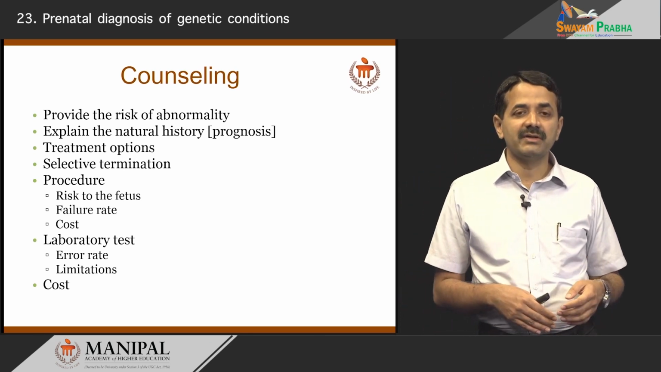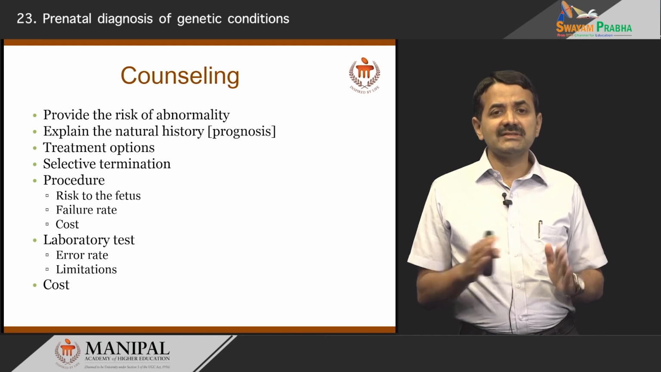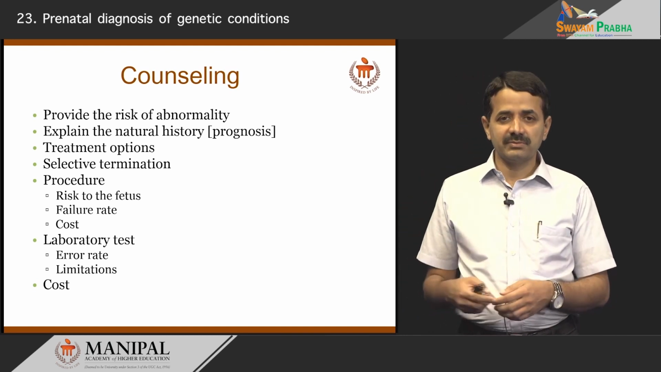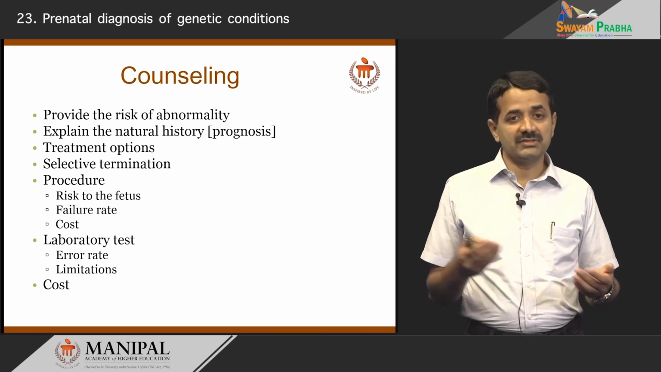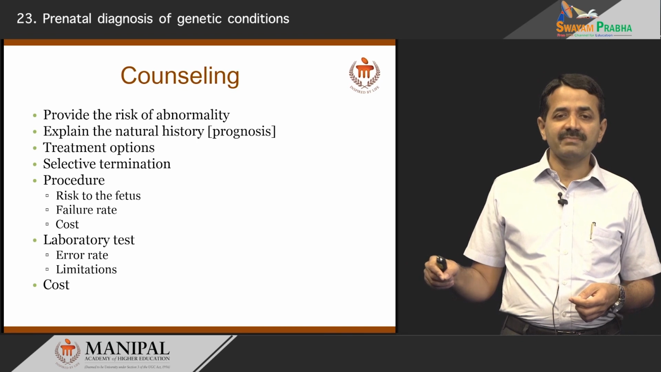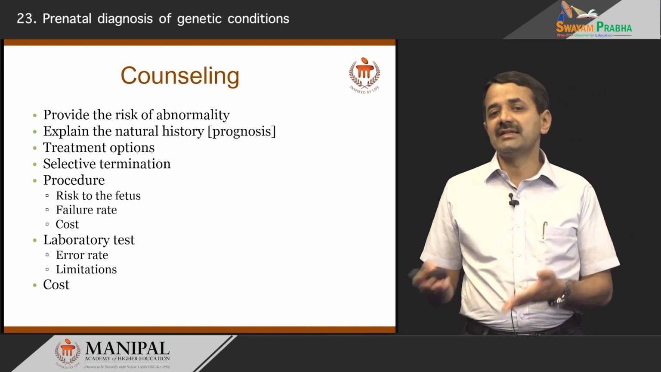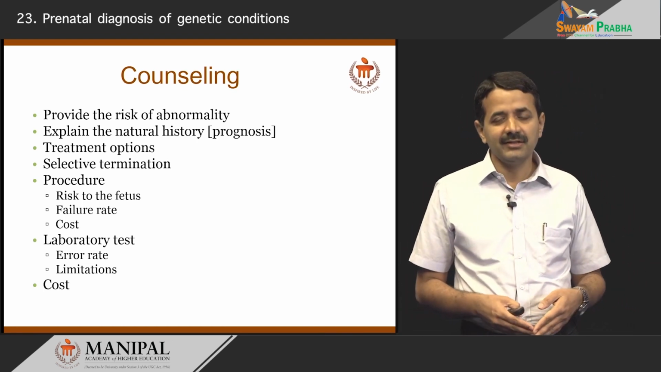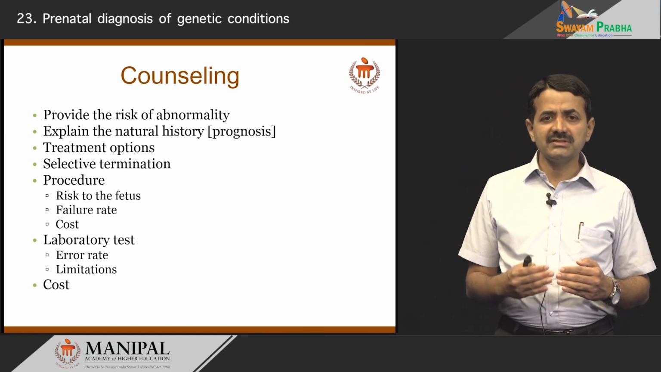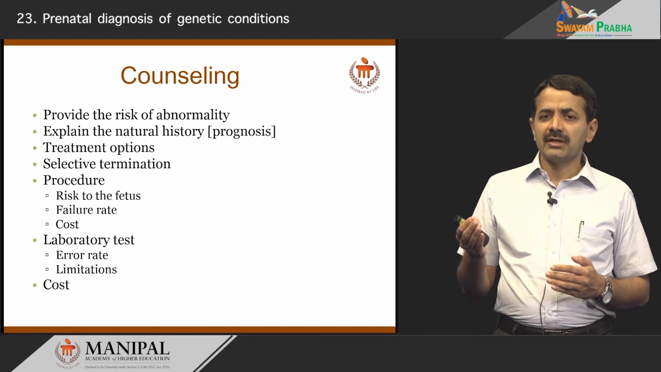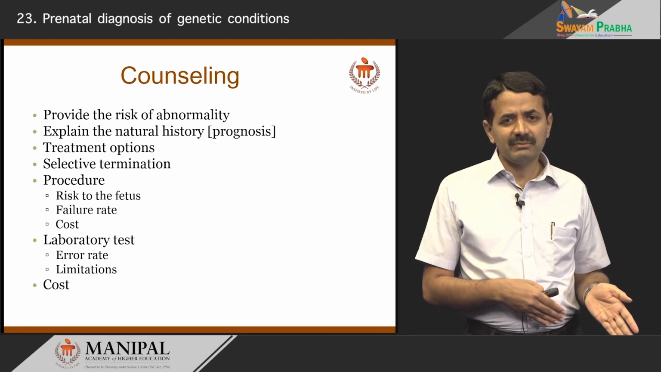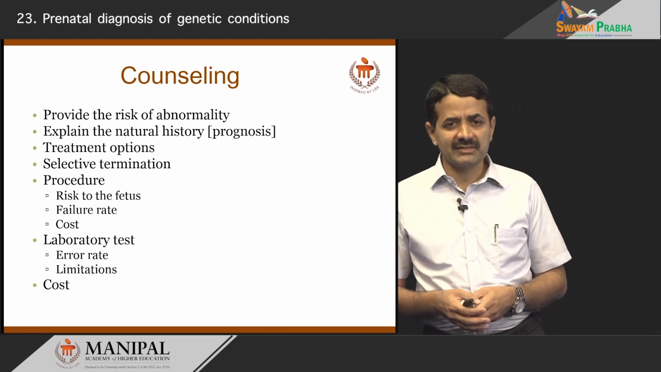what is the response to treatment? And discuss selective termination if the condition is very serious, or treating after the baby is born or shifting to a place where the facilities are available. Discuss the procedure in detail. What is the risk to the fetus? Is there any risk to the mother, which is usually not there, but with good centers, good trained people, good machines, the risk to the fetus and mother has come down drastically to the extent of 1 in 1000 for amniocentesis, 1 in 500 for chorionic villus sampling.